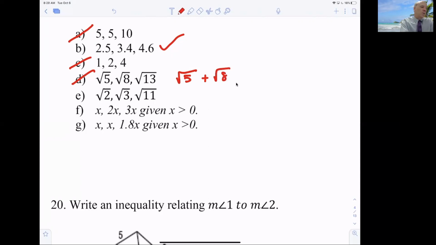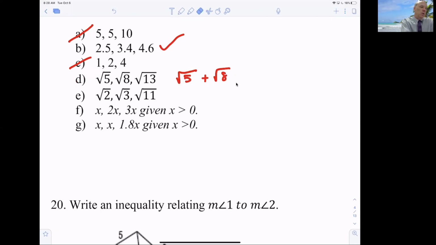You can't add those together, guys. Come on, I'm glad we checked this. Use your calculator real quick. Someone tell me what the square root of 5 plus the square root of 8 is. Wow, you guys messed that one up. I almost believed you. What's the square root of 5 plus the square root of 8?